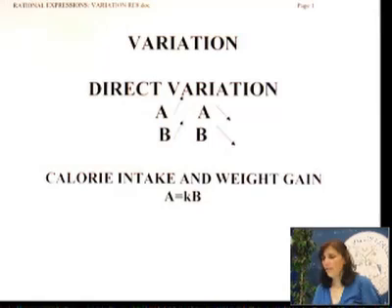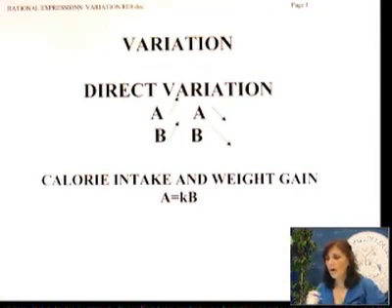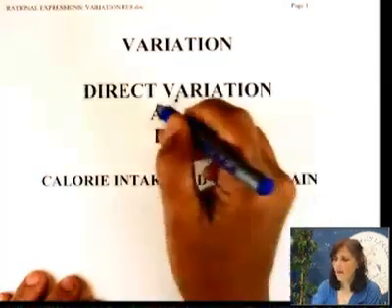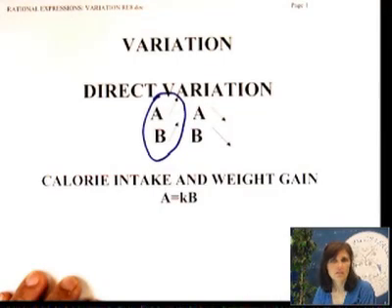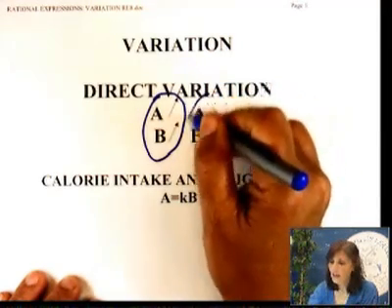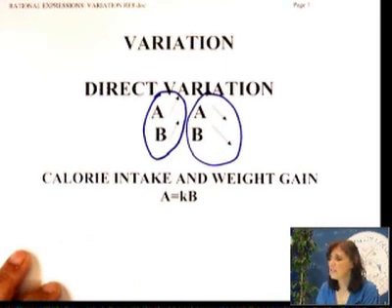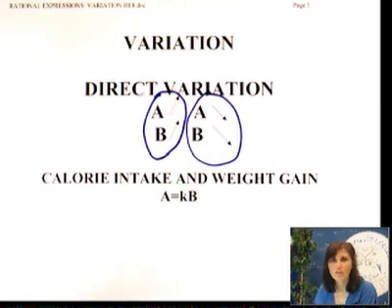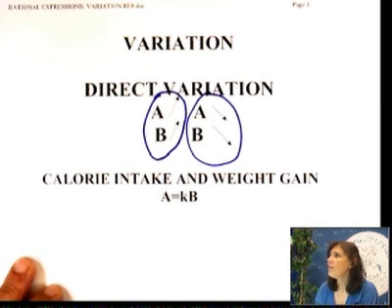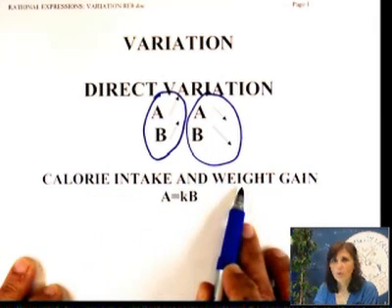Okay, a variation. We call it direct variation when we have two parameters and one parameter increases and the other one automatically increases. And the second case is one parameter decreases, the other one automatically decreases. Okay, I'll just show you an example. You say A is in direct variation with B when they both increase or they both decrease. For example, calorie intake and weight gain. So if I take more calories, I'll have more weight.